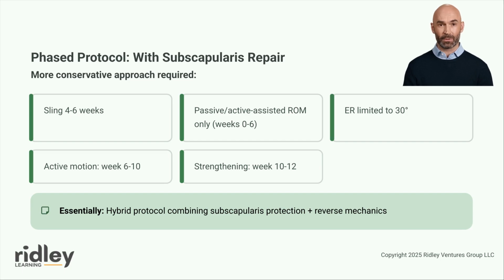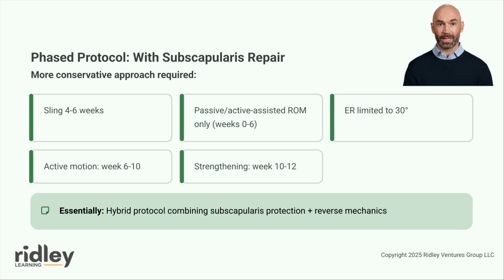Closed kinetic chain exercises, such as wall push-ups and table push-ups, are introduced once patients demonstrate adequate deltoid strength and motor control, typically at 8 to 12 weeks postoperatively. Open kinetic chain exercises targeting the posterior deltoid and lower trapezius are emphasized to promote balanced force couples and optimize scapular positioning during functional activities.